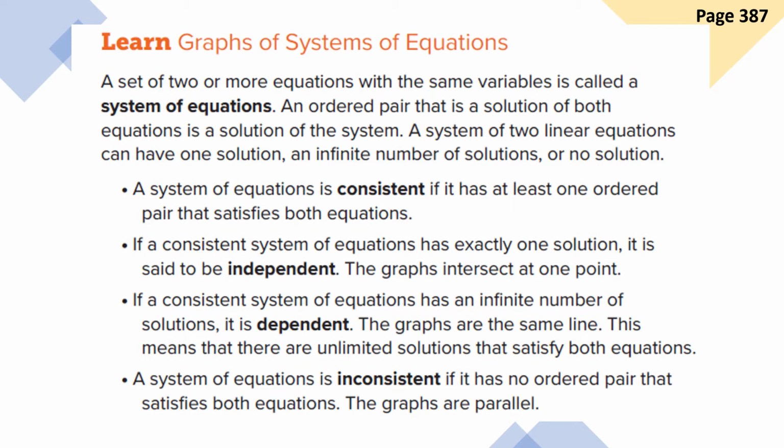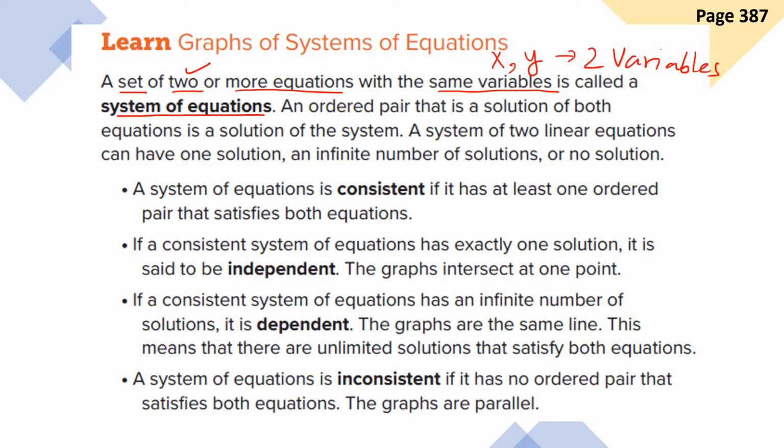So let's learn about the graph of system of equations. A set of two or more equations with the same variables is called system of equation, and you will be looking at the variables x and y. So there will be two variables and there will be two equations which are given to you. So that will be your system of equation.